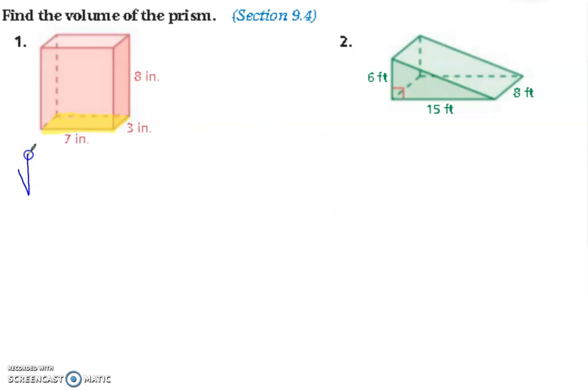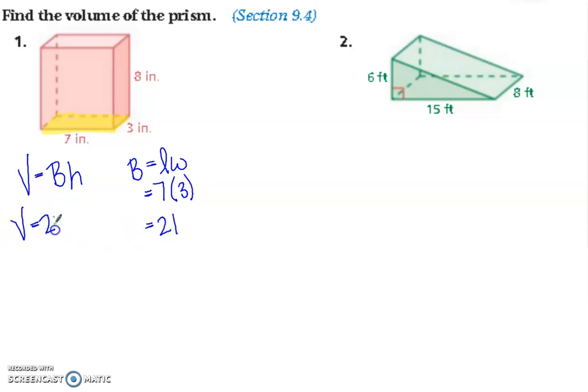The first thing I'm going to do is write the formula. The volume is the area of the base times the height. The area of the base is length times width. In my highlighted version, it's 7 times 3, but honestly, it could be any combination of the two numbers. The area of the base is 21. Next, I'm going to substitute area of the base and height of the prism, and then I'm going to multiply those two numbers together.